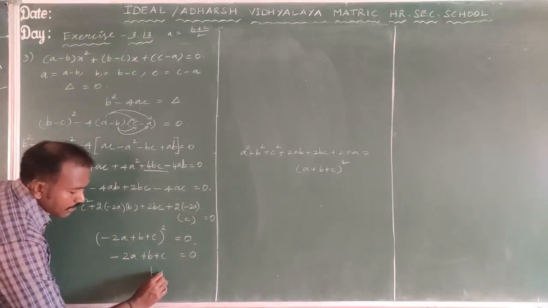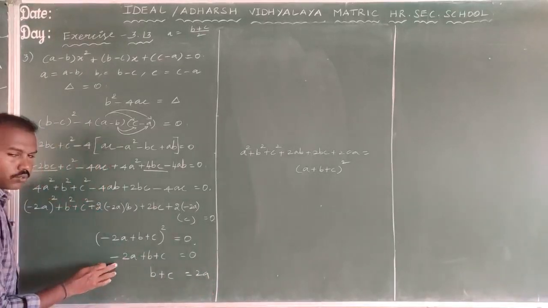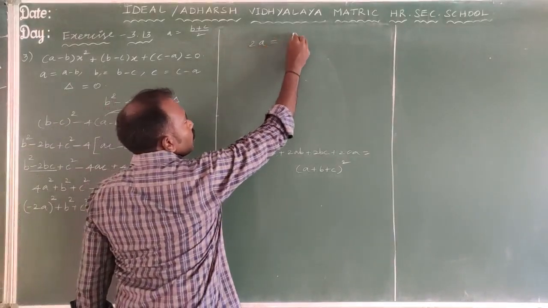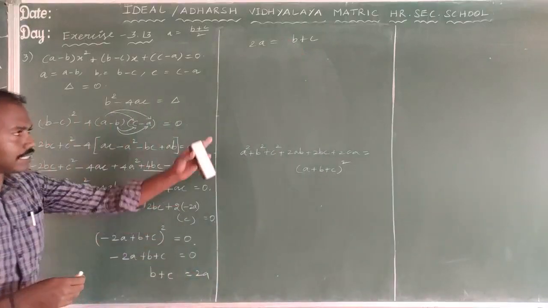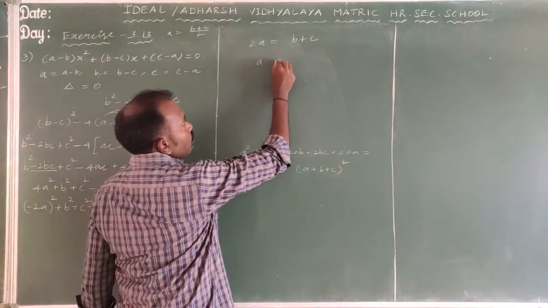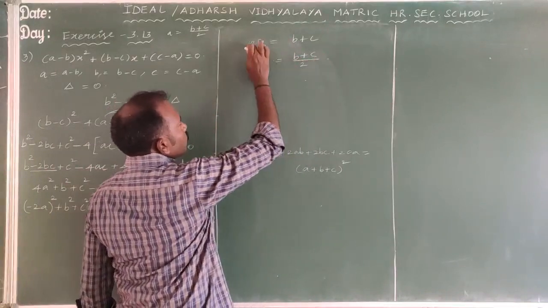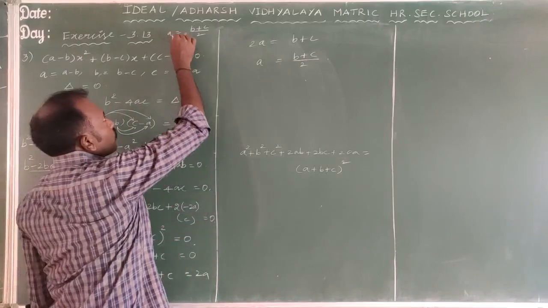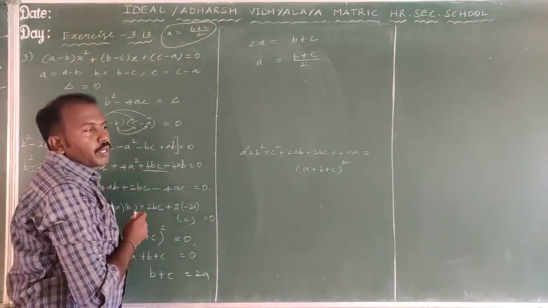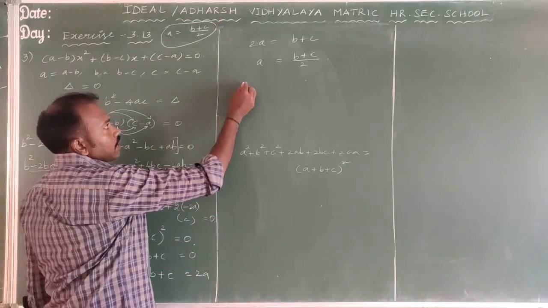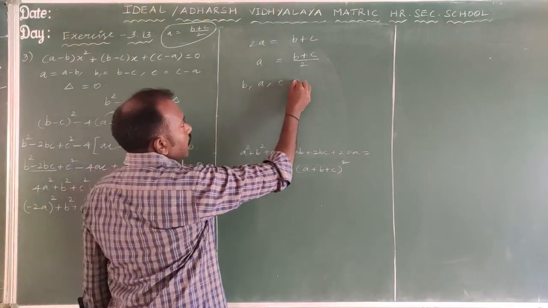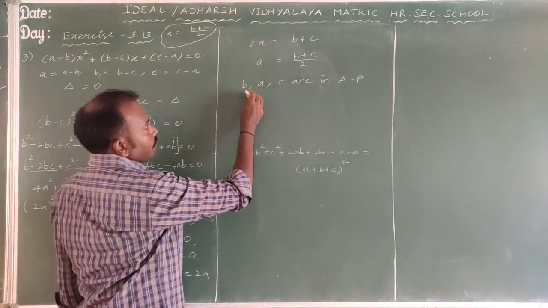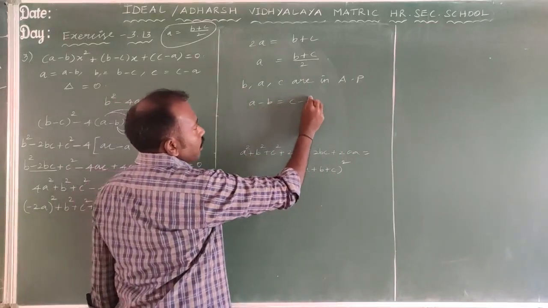Then b plus c is equal to 2a. Minus 2a shifts to the right hand side as plus 2a. Then 2a is equal to b plus c. Both are same. Then a is equal to b plus c divided by 2, with the 2 shifted to the right hand side. That is, a is equal to b plus c divided by 2. Then b, a, c are in AP. Hence it is proved.